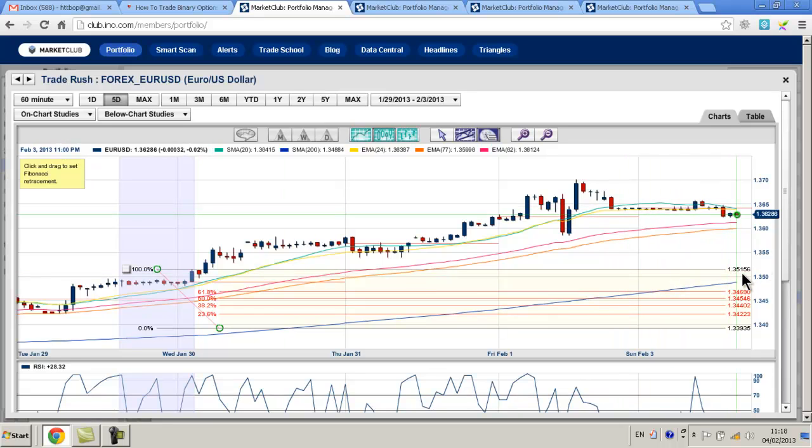It's 1.35156. Okay, so what I'm looking for is the breakout. So there it broke out over there. So that would be a trade.